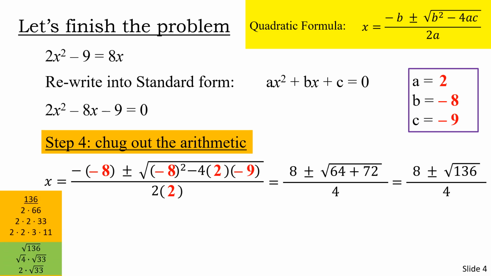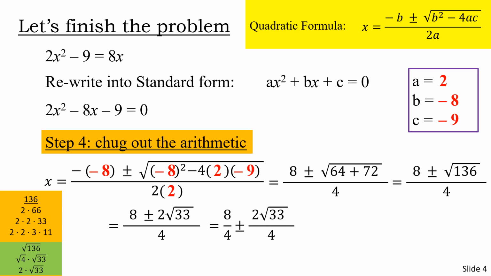I need to break down the 136 to see what I get, and it turns out to be 2 root 33. So 8 plus or minus 2 root 33 all over 4. Now I need to simplify this, but I'm going to break it up into parts. So what I'm really doing is 8 over 4 becomes 2, and 2 over 4 becomes a half.